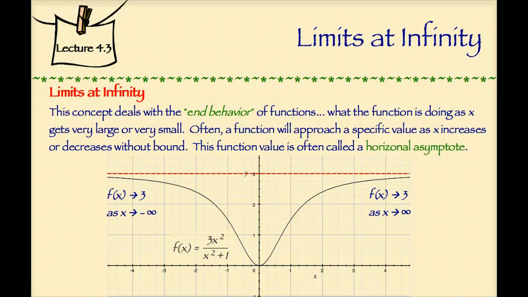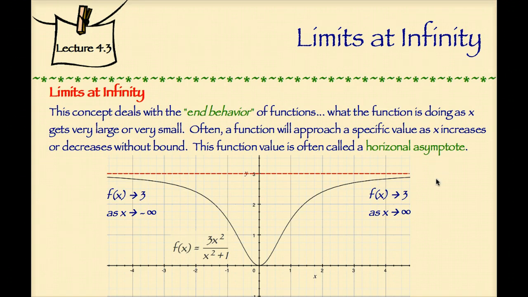This concept deals with the end behavior of functions, what the function is doing as x gets very large or very small. So as x is approaching positive infinity, what's happening with the function value? As x is approaching negative infinity, what's happening with the function value? Often a function will approach a specific value as x increases or decreases without bound. This function value is often called a horizontal asymptote.